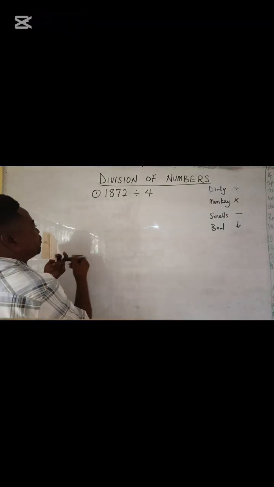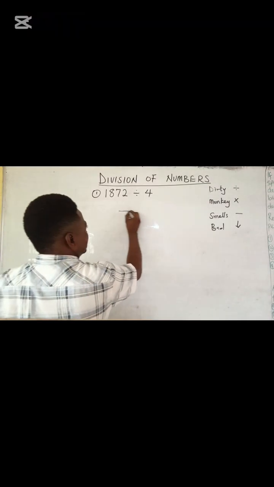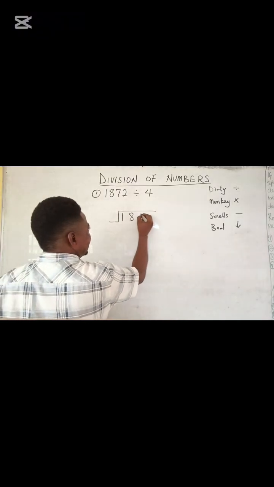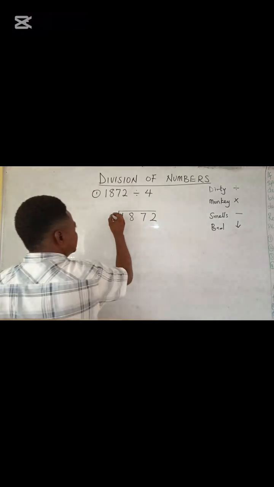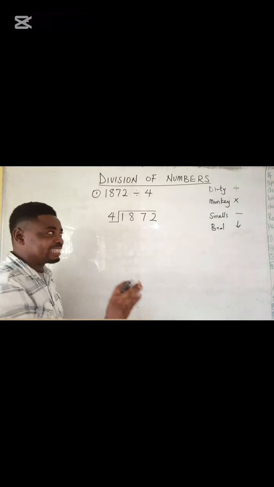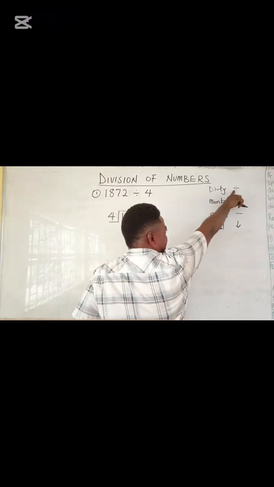Now look at it. We draw our bus stop. So that is 1872 divided by 4. Now look at it. The action starts immediately. Divide is the first thing.